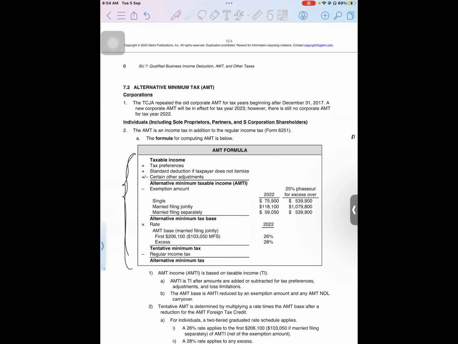So the TCJA repealed the old corporate AMT for tax years beginning after December 2017. Means in 2018, you can just remember this, so many things changed. That is, the TCJA came and they came up with many laws which will be followed till the 2025 tax year. Okay, so a new AMT will be in effect for tax year 2023. However, there is no corporate AMT for tax year 2022.